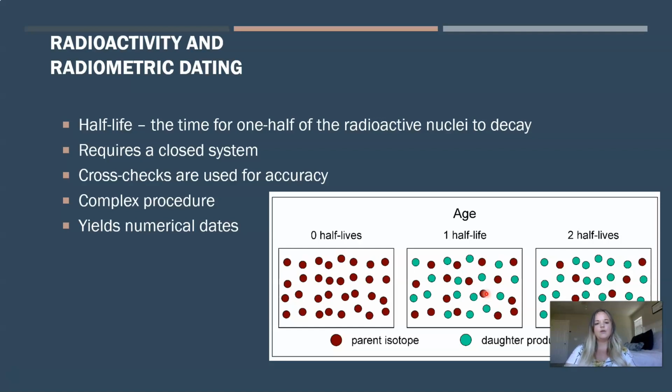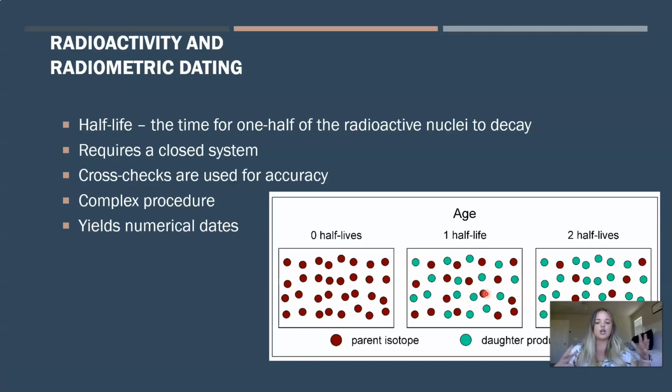Okay, and the way that we measure how long it takes for these unstable particles to decay to more stable particles is something called a half-life. And so the half-life is the time it takes for one half of the radioactive nuclei to decay to the more stable daughter product. Okay, this requires a closed system, and we use a lot of different cross-checks to measure the accuracy of our counts. And it's a very complex procedure, but we can yield actual numeric dates from it.